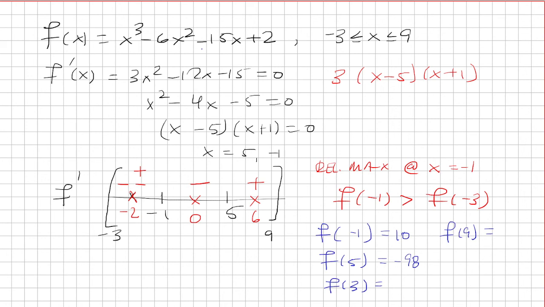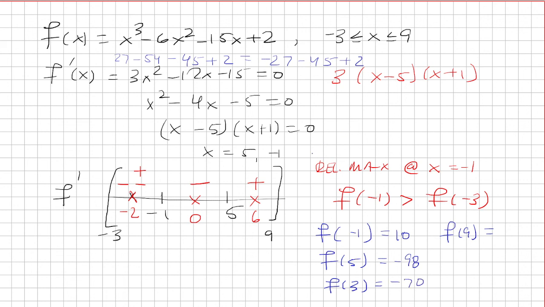If I plug in -3, -3 cubed is -27, and then -3 squared is 9, times 6 is 54. 15 times 3 is 45, and then plus 2. -27 minus 54 is -81, and then we have to add 45, which will give me -36, plus 2 gives me -34.